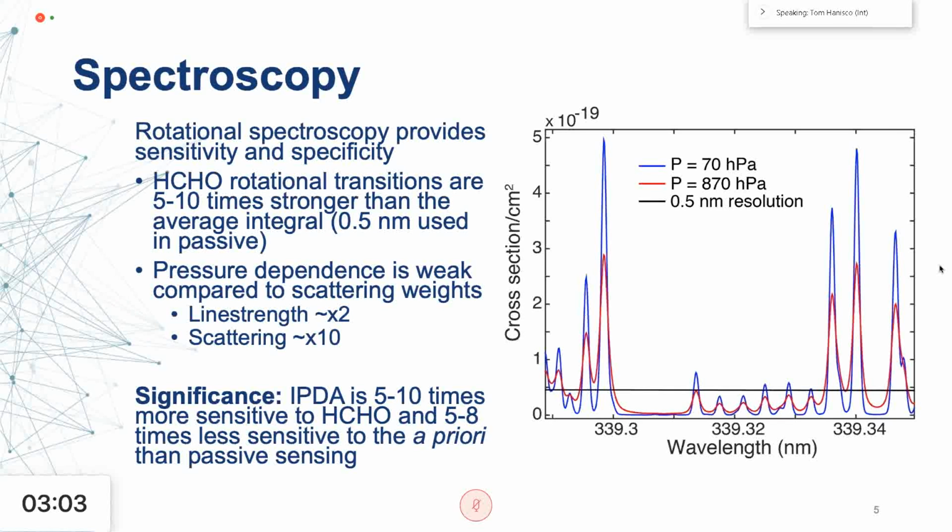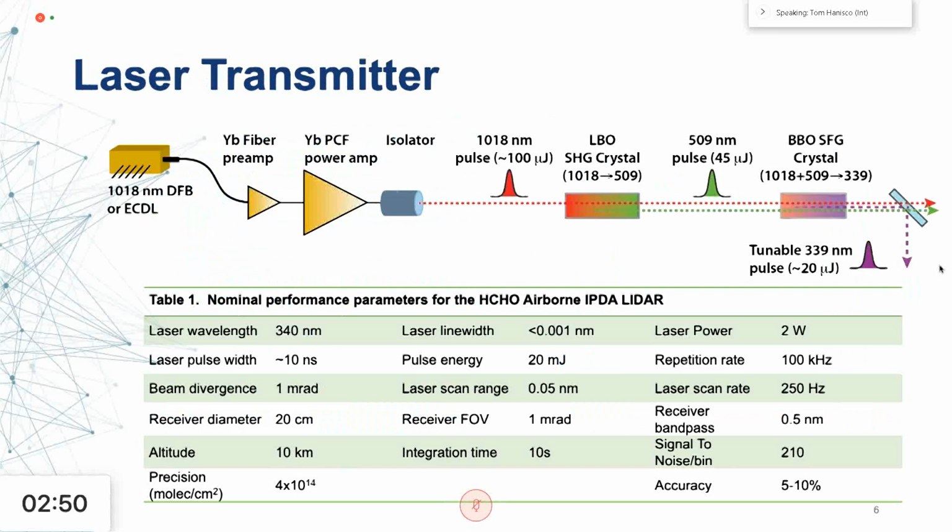So the significance is IPDA is 5 to 10 times more sensitive to formaldehyde, and 5 to 8 times less sensitive to the scattering and a priori than the passive sensing. Next slide.